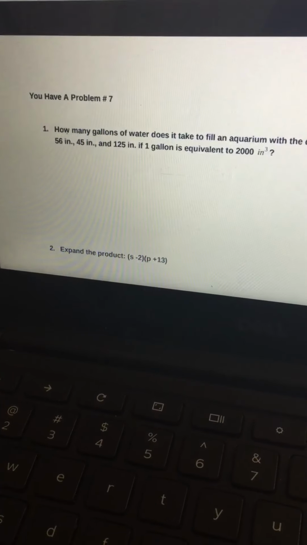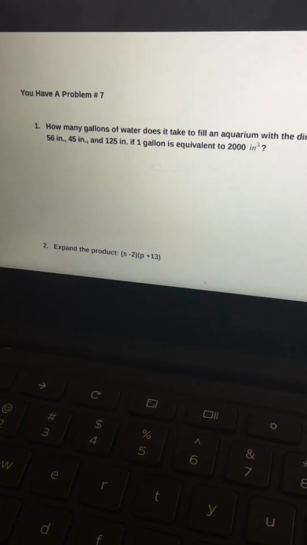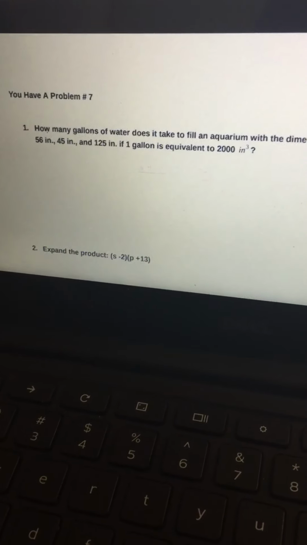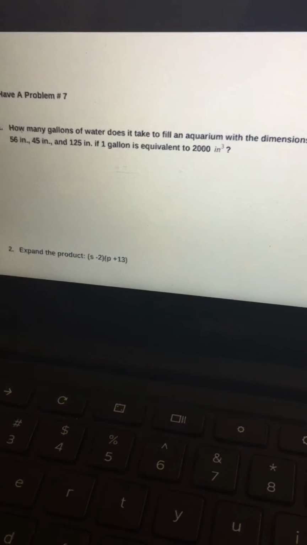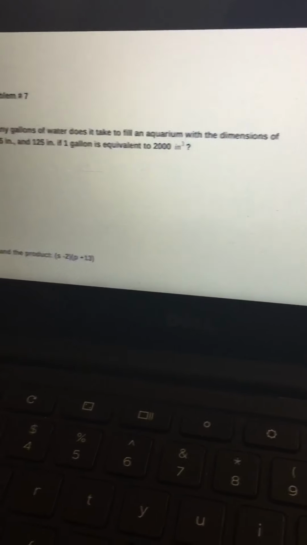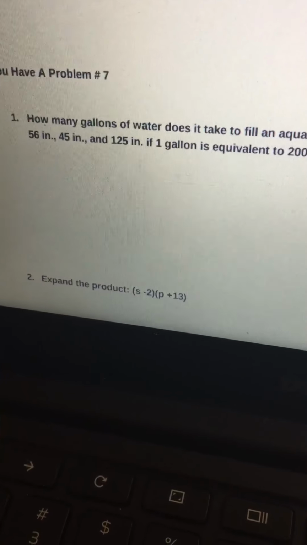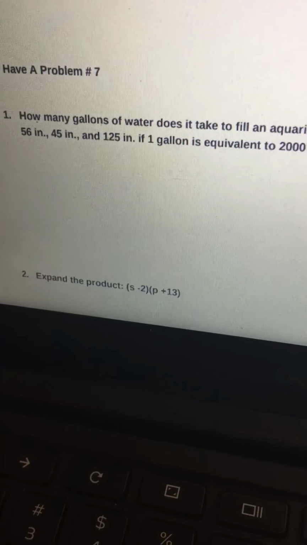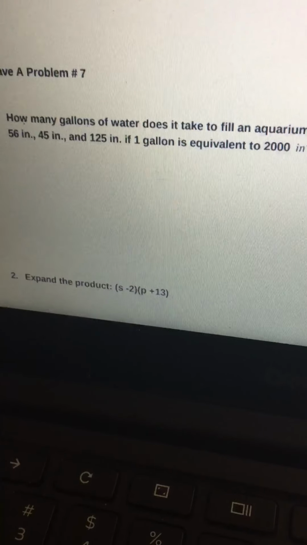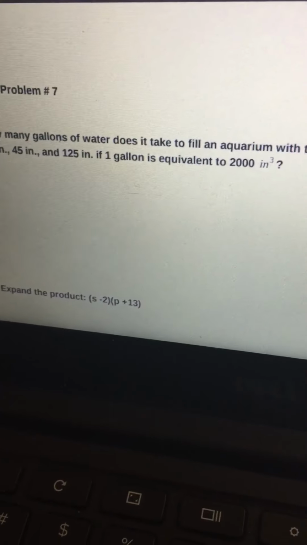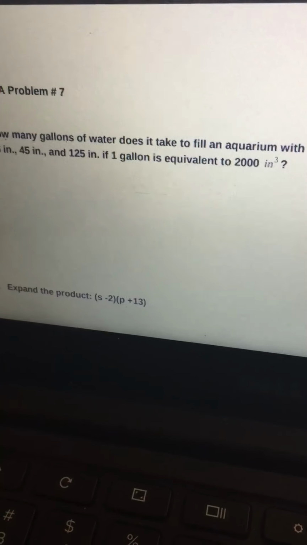We're going to start with question number 1 of You Have a Problem number 7. Question number 1 is: how many gallons of water does it take to fill an aquarium with the dimensions of 45 inches, 56 inches, and 125 inches, if 1 gallon is equivalent to 2,000 inches cubed?